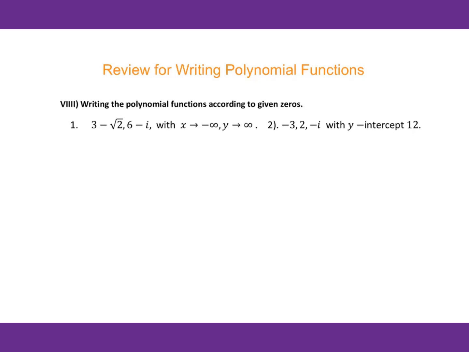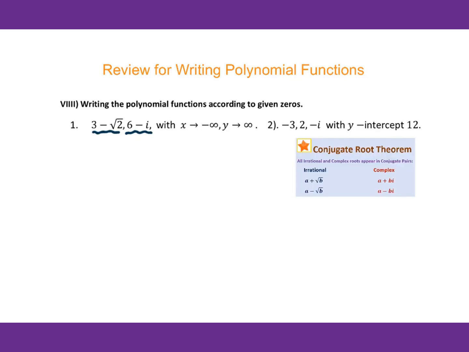This video is about review for writing polynomial functions for given zeros. For number 1, we are given irrational roots and also complex roots. According to this conjugate root theorem, irrational roots and complex roots always appear in conjugate pairs. Therefore, 3 plus square root of 2 is also a root, and also 6 plus i is also a root.